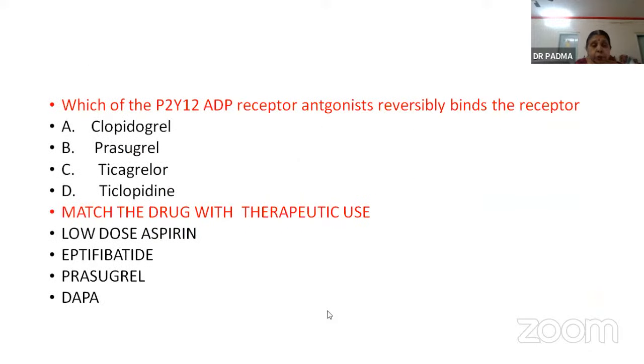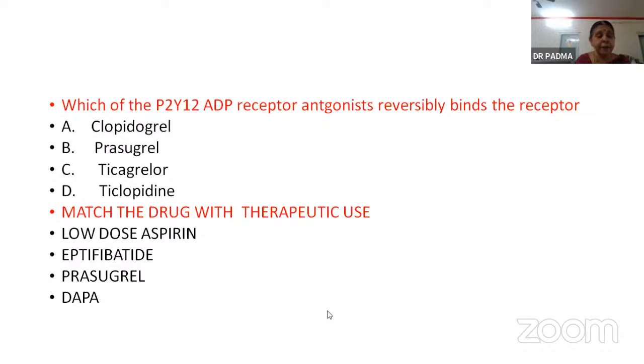Which of the P2Y12 ADP receptor antagonist reversibly binds to the receptor? Clopidogrel, prasugrel, ticagrelor, or ticlopidin? The answer is clopidogrel. Match the drug with therapeutic use. Low dose aspirin mainly for prevention. But as I told you, it is 75, 150, 325 milligrams, what you have to remember in various conditions. Eptifibatide mainly for angioplasty, PCI, and non-STEMI.